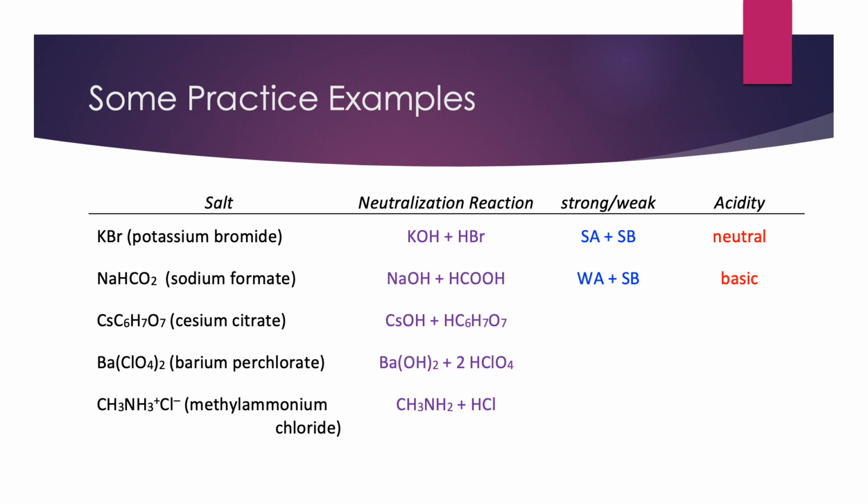For cesium citrate, again, this is pretty exotic. Probably not much cesium citrate sitting around on the planet Earth. But that would come from a neutralization reaction between cesium hydroxide and citric acid. Citric acid is a weak acid. Cesium hydroxide, again, is a strong base. So it's the same combination that we had just above that. So again, we should have a basic acidity.